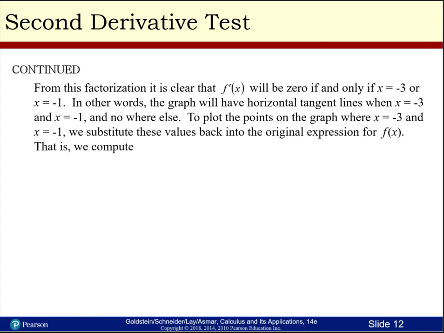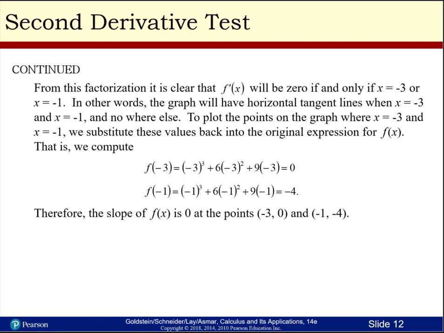So I need to compute the x and y values at those two points, and then I will get those 2 points once I crunch those numbers. When I plug in the negative 3 and the negative 1, I get the points negative 3, 0, and negative 1, 4. Those are possible maximums and minimums because maximums and minimums are critical points.